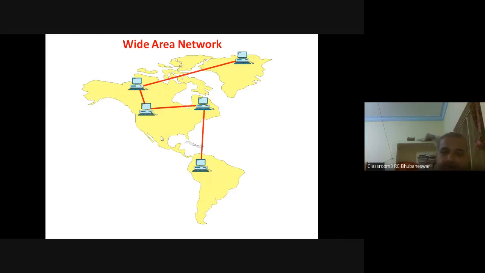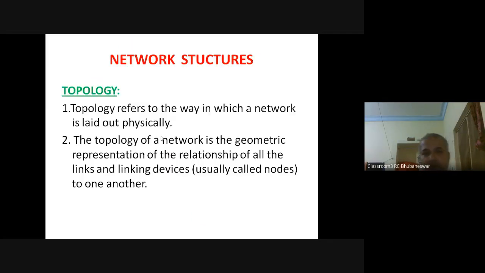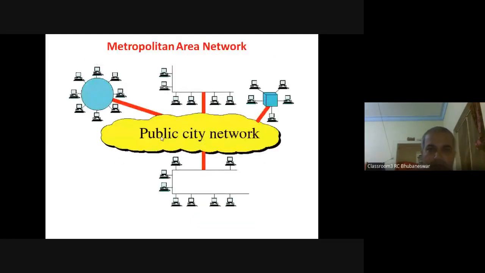Then go to network structure. Any doubt about the types of computer network? No sir, no doubt.